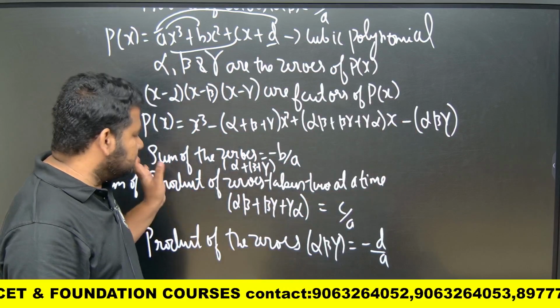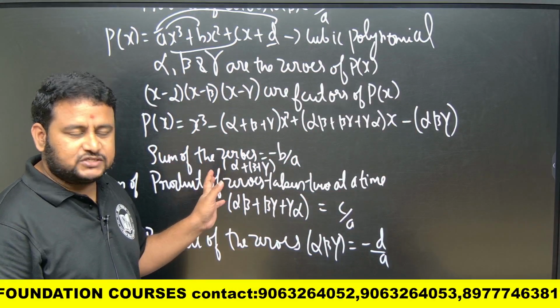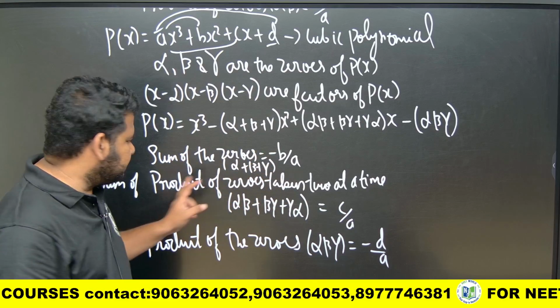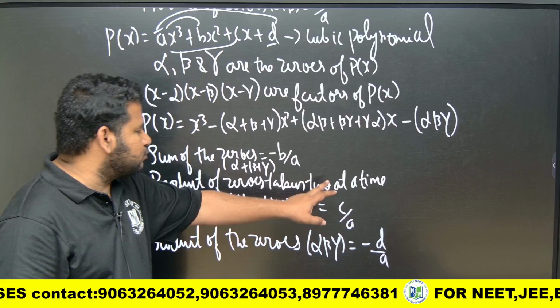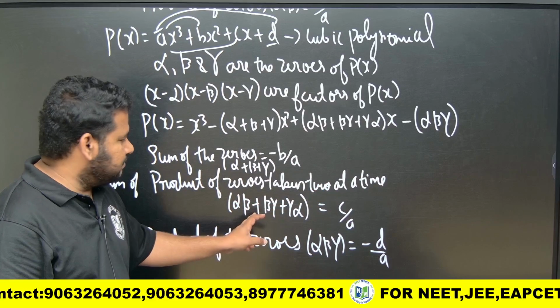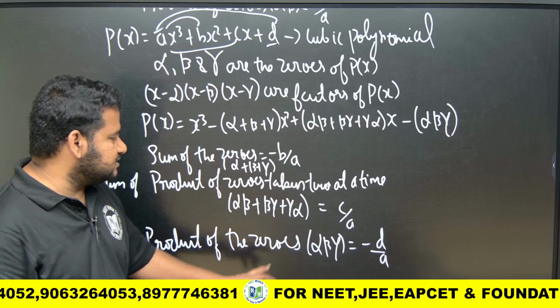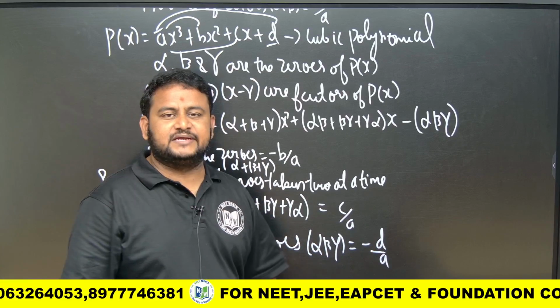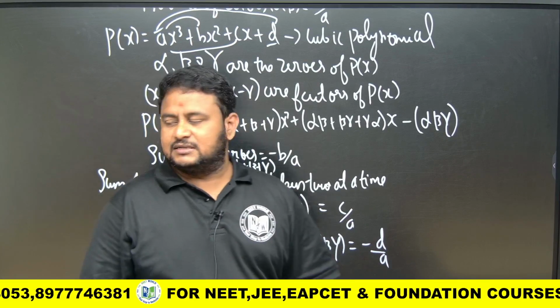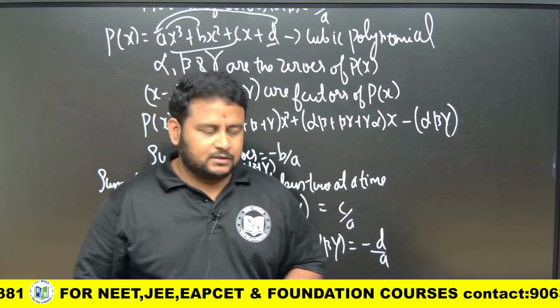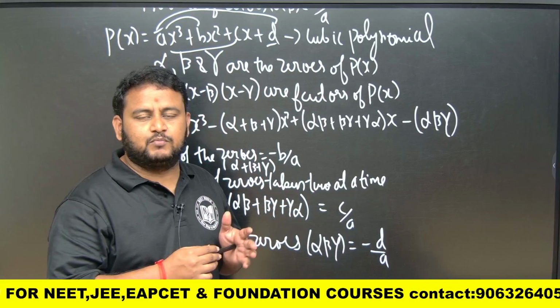Now if you take the relation between zeros and coefficients, sum of the zeros alpha plus beta plus gamma is minus b by a. Then sum of product of zeros taken 2 at a time, alpha beta plus beta gamma plus gamma alpha, is c by a. Next, product of the zeros, alpha beta gamma, is equal to minus d by a. Like this you have to solve these questions. Is it clear, friends? This is the basics when it comes to cubic polynomial.